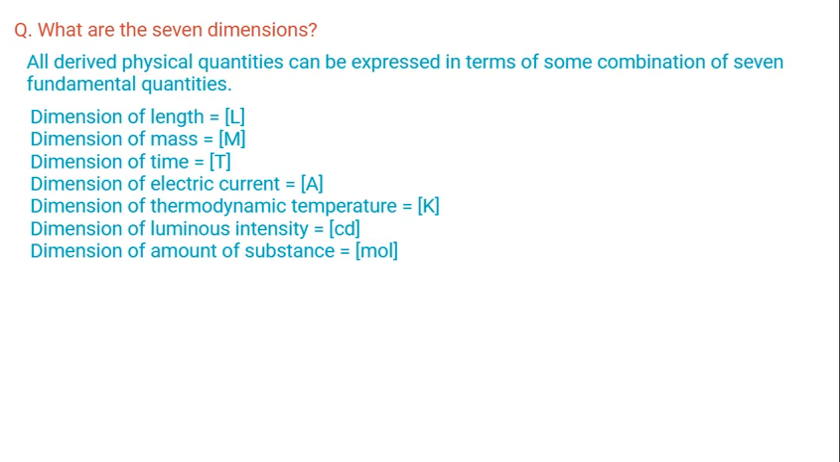Fine. From these 7 fundamental quantities, you can remember these 3 fundamental quantities: length, mass, and time. These 3 fundamental quantities will be used more frequently. Fine. So just remember these 3. Okay. So let's take some examples to have a better understanding.